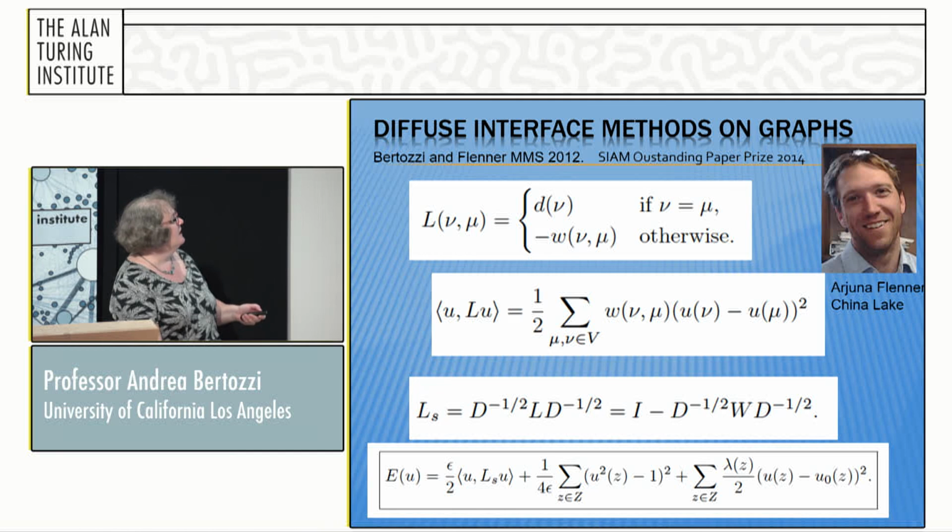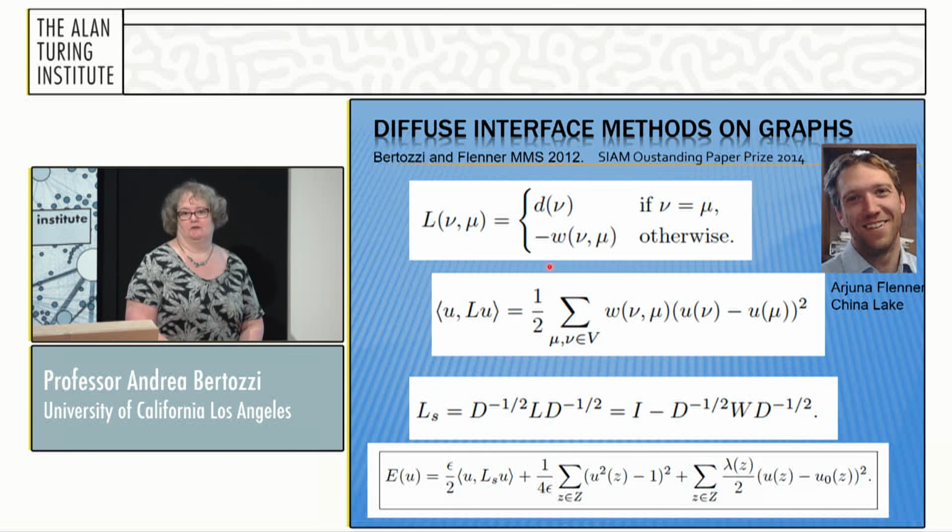So first of all, I have a weighted graph, so I know the weights. I also have, for every node, I can compute the sum of all the weights coming into that node, and that gives me the degree of the node, which I'm going to call D. And if I write down this linear operator, which has on the diagonal the degree, and on the off diagonal minus the weights, that's called the graph Laplacian.